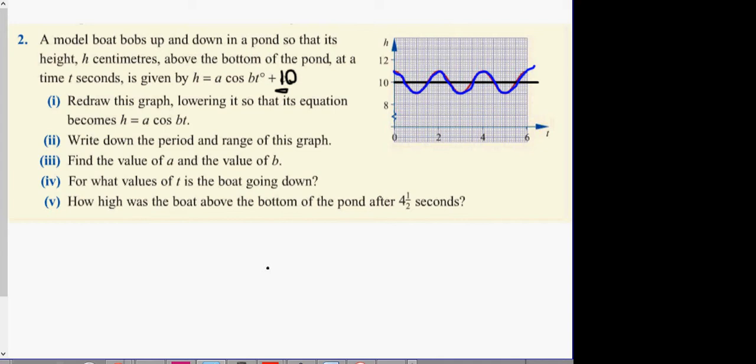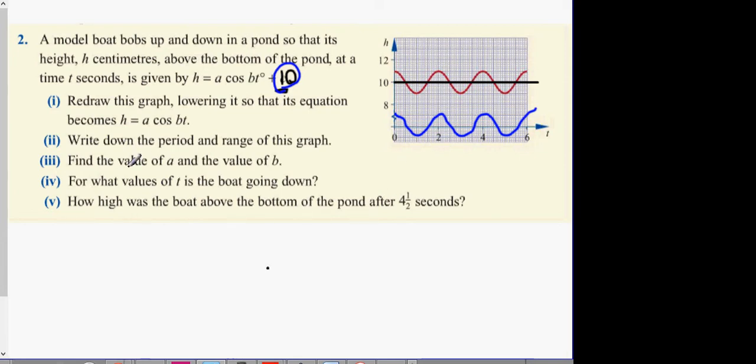Now, what I can do next is move that down, so that it's above and below the axis like that. So that's what they're basically asking you to do, to lower it down. Redraw the graph, lowering it so that the equation becomes h equals a cos bt. That's basically what I did there. Maybe just a bit lower. How low do you know it to go? It should be going around the x-axis because there's no c value at the end. See, this value here raises it above the x-axis and can lower it below.